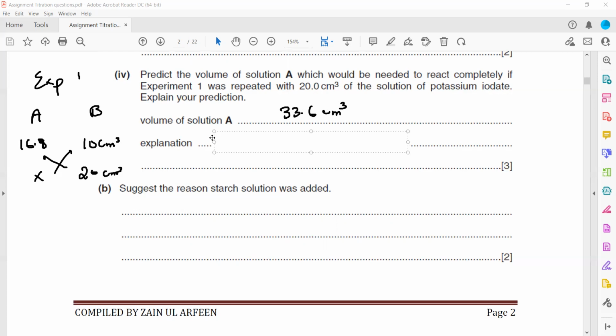And the explanation here: because the volume is twice, or the volume is double, we need a greater amount for a complete reaction.